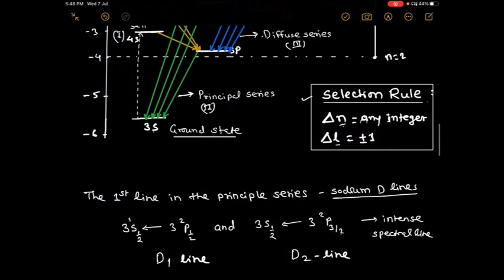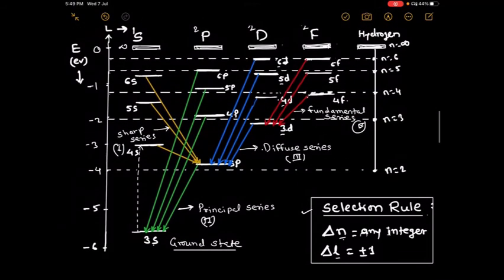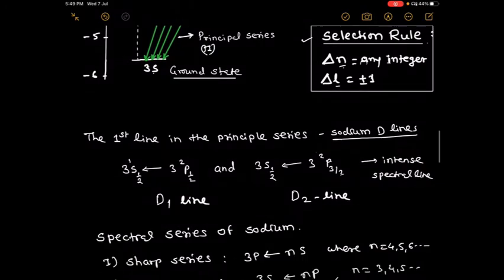The transition from 3 doublet P half to 3 singlet S half gives the D1 line, and 3 doublet P 3 by 2 to 3 singlet S half gives the D2 line. Hence the first line in the principal series gives the sodium D line, and the two lines of the sodium D line are closely spaced. Those two lines are the D1 and D2 lines. That also we have to note from that spectrum.